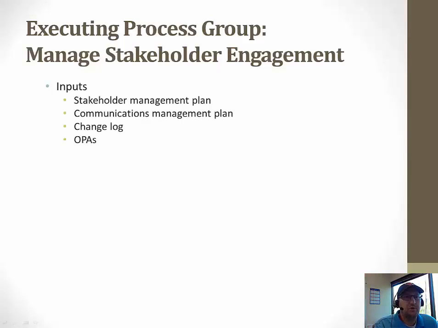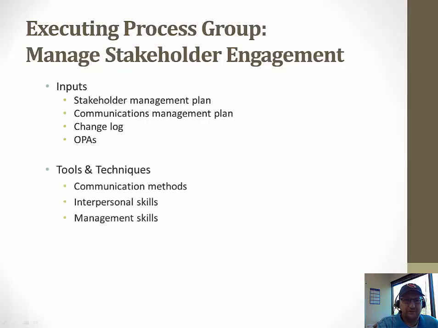Again, the communications management plan includes the stakeholder communication requirements. The change log here, items there are, and their impact must be communicated to the appropriate stakeholders. So anytime there's a change, you've got to communicate that. Of course, any changes and their impacts are documented across the project as well. The organizational process assets here: issues management, change control procedures, historical information, those types of things.